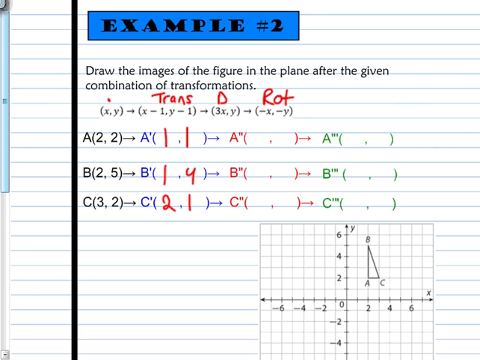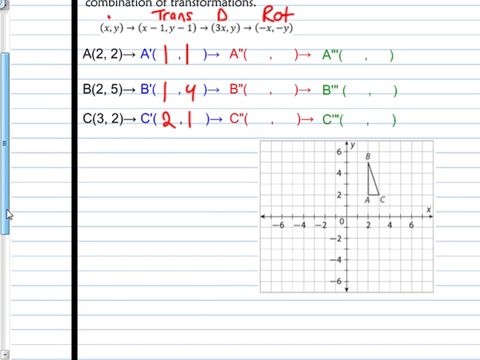Hopefully your screen looks like mine. A prime is 1, 1, B prime is 1, 4, C prime is 2, 1, because 2 minus 1 is 1, 2 minus 1 is 1, okay? And so on. And so now I'm going to graph that on our screen. So go ahead and take a moment. I want you to graph A prime, B prime, and C prime, okay? And so you can see that here is where the image should be. I just translated it. It went to the left and down 1.